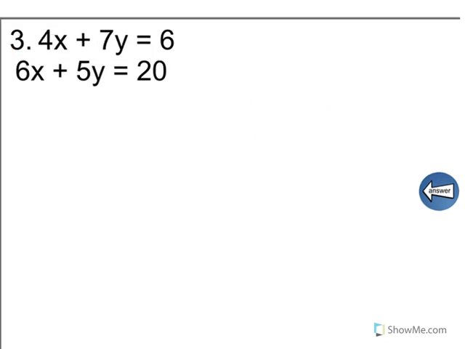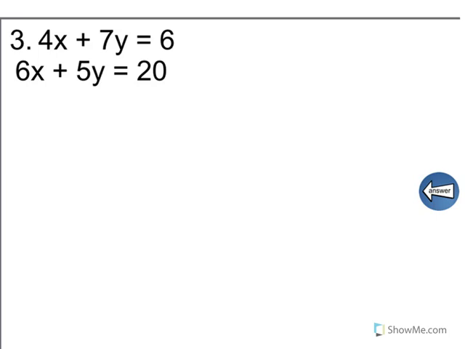If we look at this next one, we have 4x plus 7y is equal to 6. We have 6x plus 5y is equal to 20. Again, coefficients are different here. Since all the coefficients are different and neither one of them are 1, it's going to go back to just pick the one that you want that is easiest for you to see. So I'm going to pick the x's just because I'm dealing with semi-smaller numbers here.